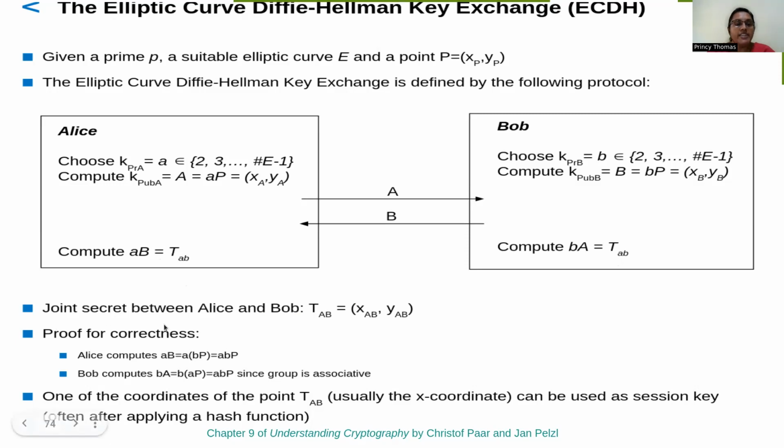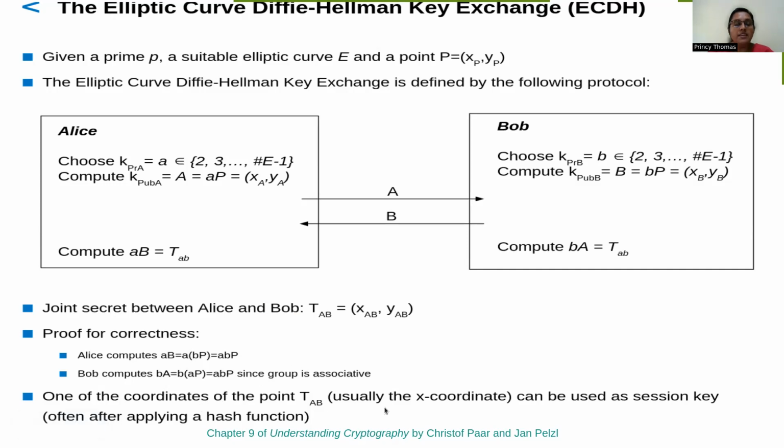So a joint secret key XAB, YAB is generated. The proof of correctness: Alice computes capital B, where small b is the private key of Bob, times the generative point P, which is equal to ABP. Similarly, Bob computes BAP, which is also ABP, because the group is associative. Remember the rules of a group; I told you earlier it has the associative property. So now both Alice and Bob have got the same key.